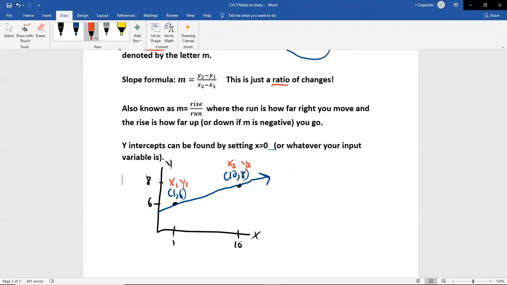So then you can just go m equals y2 minus y1, the difference of the y's, 8 minus 6, over the difference of the x's, again, be consistent in order, 10 minus 1. 8 minus 6 is 2, 10 minus 1 is 9, and that slope is 2/9.